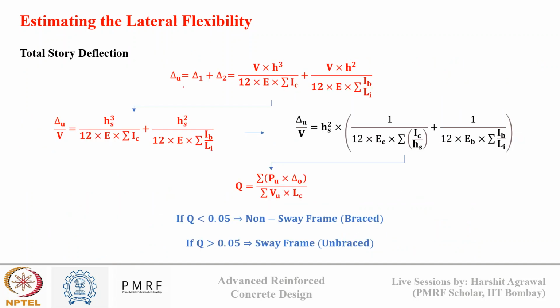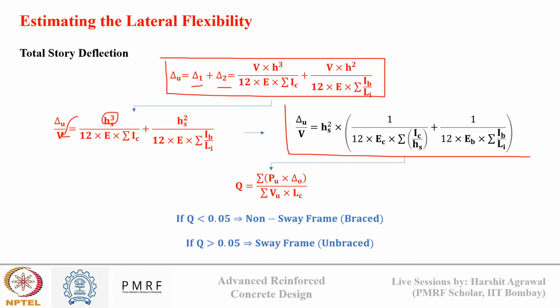Now adding the deflection due to column rotation and the deflection due to girder rotation will give me the total deflection formula. Here I will take V common, and then I will take H square common. So we can rearrange this equation in this form. Once we know this value of delta u by V, by calculating the net pu and by knowing the height of the story, we can calculate the value of q.